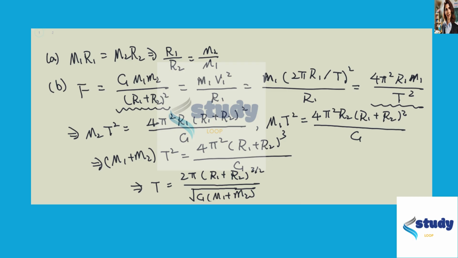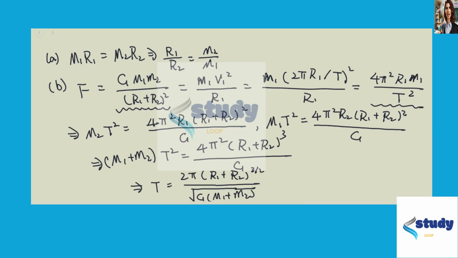So for question B, the force between the two stars is the gravitational force, which is the gravitational constant times the mass of these two divided by the distance between them, which is the sum of R1 and R2, squared. So the force is also the centripetal force, so we can use the centripetal equation.